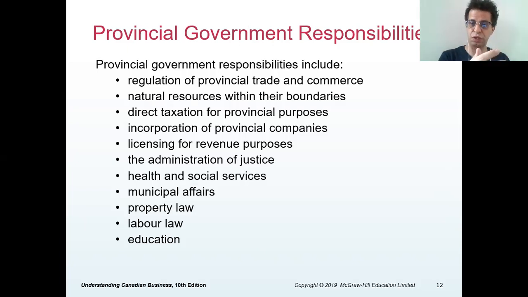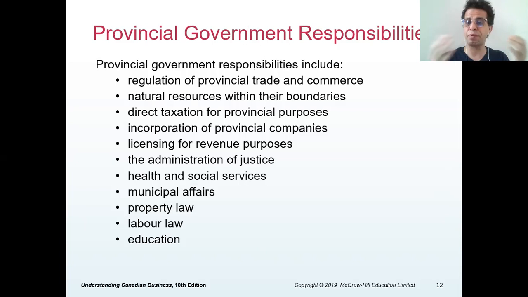Usually there are two types of tax. In Manitoba, PST and GST. GST stands for goods and services tax, PST provincial. Here we have HST and GST. Then we have the incorporation of provincial companies. They do licensing for revenue purposes, administration of justice on a provincial level, and policing is run by the RCMP, but on a provincial level by the provincial government.